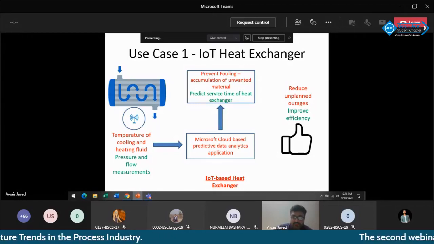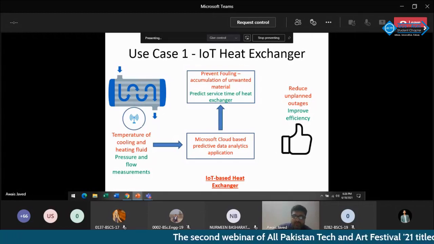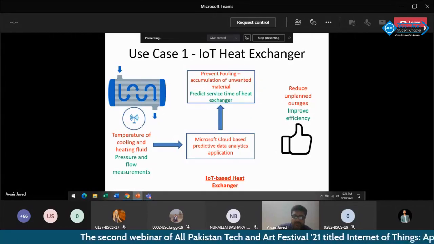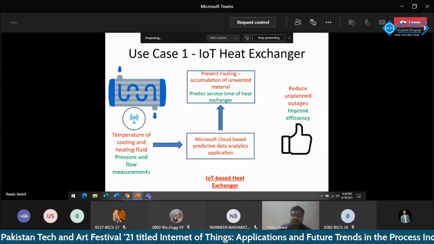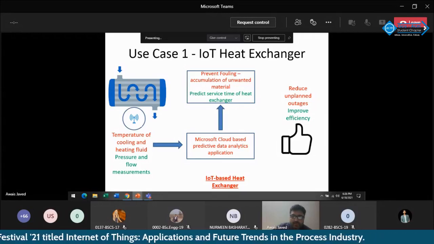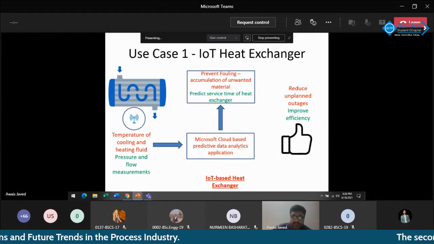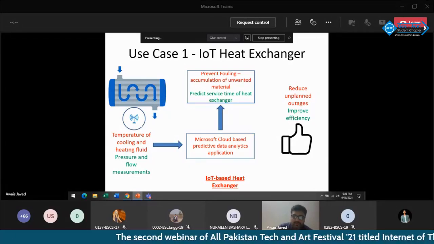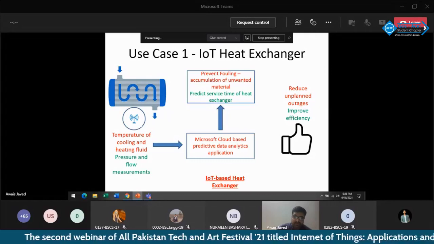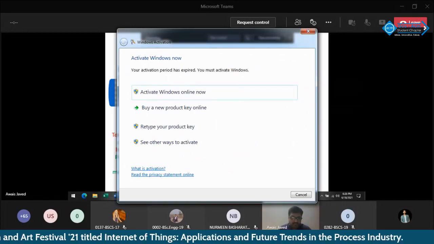So you can detect the fouling, and then you can take some measure to remove that material from the heat exchanger. The advantage is that, based on the data, you can predict the service time of the heat exchanger. After how much time you may need to service the heat exchanger, you can predict in advance, and as a result, you can reduce the outage time of the heat exchanger. So you can reduce unplanned outages and improve the efficiency of the heat exchangers.